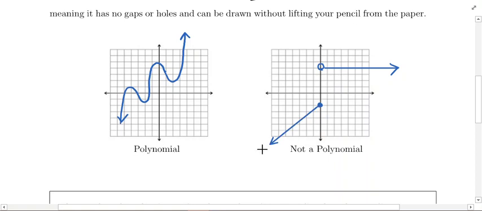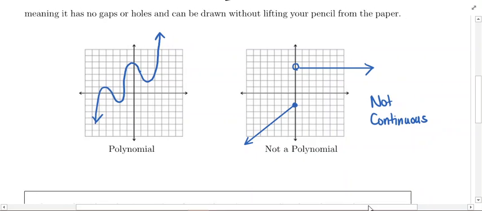So this is a piecewise defined function. If I draw this, I have to pick up my pencil in order to draw it, so this is not continuous. So it's not a polynomial. Again, if I drew anything else that had a cusp or a sharp corner, that would disqualify it as well. But remember, when you draw your polynomial, it has to be smooth and continuous. You want everything to be flowy and rounded out essentially. So this is good to go, but this is not.